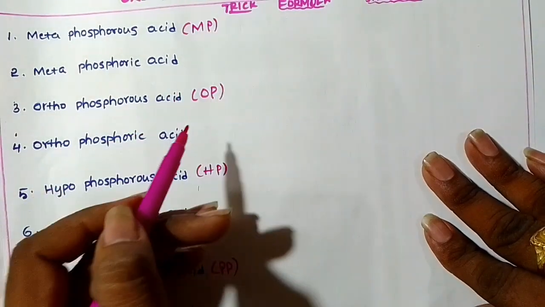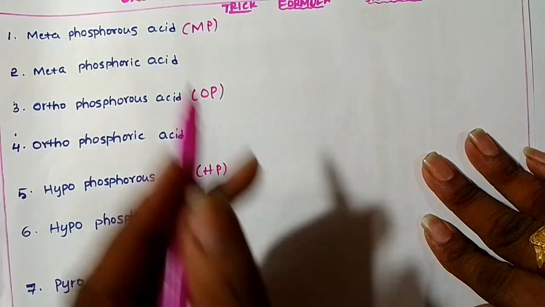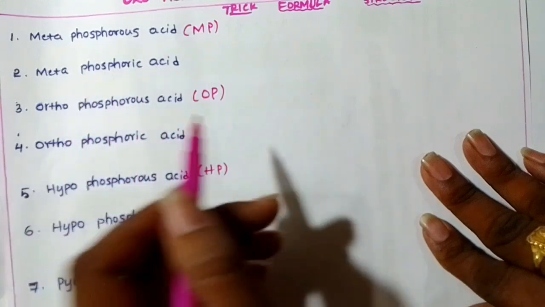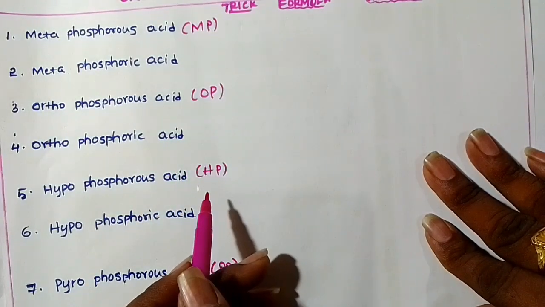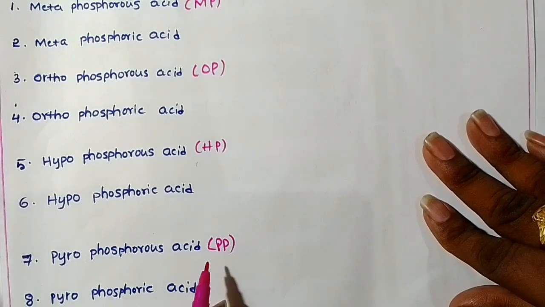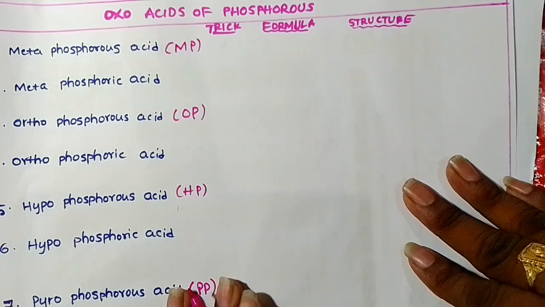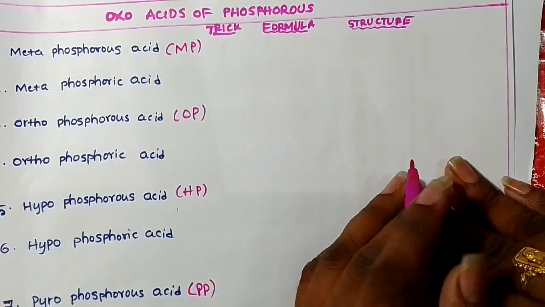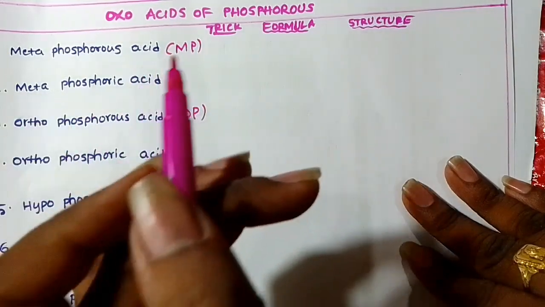Okay, MP, OP, HP, PP. If you remember these four terms, you can recall all these acids. MP: metaphosphorus, metaphosphoric. OP: orthophosphorus, orthophosphoric. HP: hypophosphorus, hypophosphoric. PP: pyrophosphorus, pyrophosphoric acid. Now coming to the tricks. These tricks are completely based on our imagination. If you have good imagination, you can understand easily.